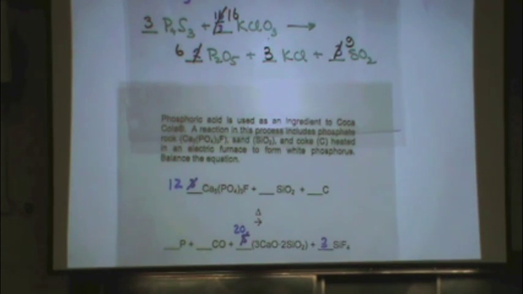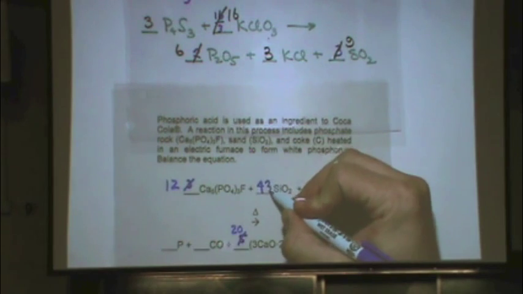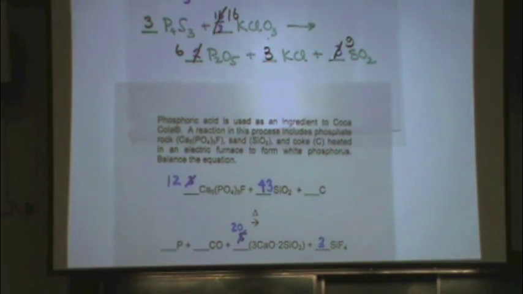Let's go to the silicons. How many silicons are in the products right now? Well, 3 here, and then there's 2 there, times 20, that's 40. 43. Now this is getting awesome. 43 sulfurs there.